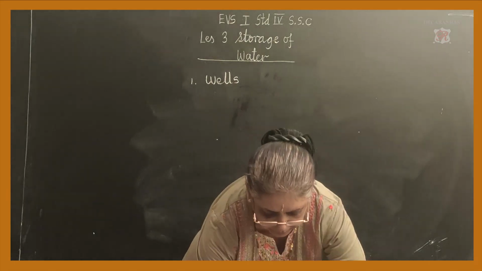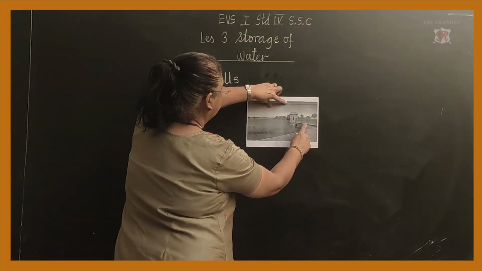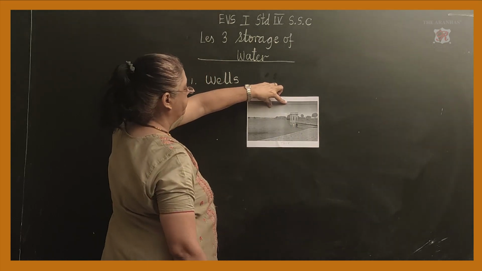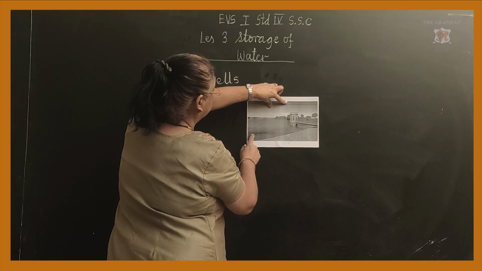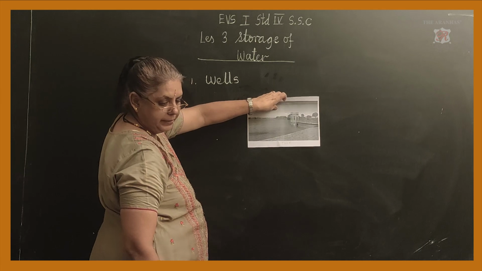Now you can see a picture of a fort, and you can see a tank near it. A tank is like a big huge swimming pool. You can see this water here, and you can see the fort. This is called a tank.